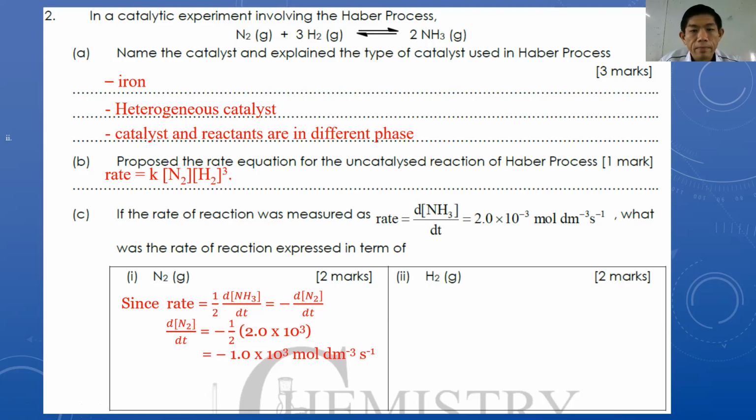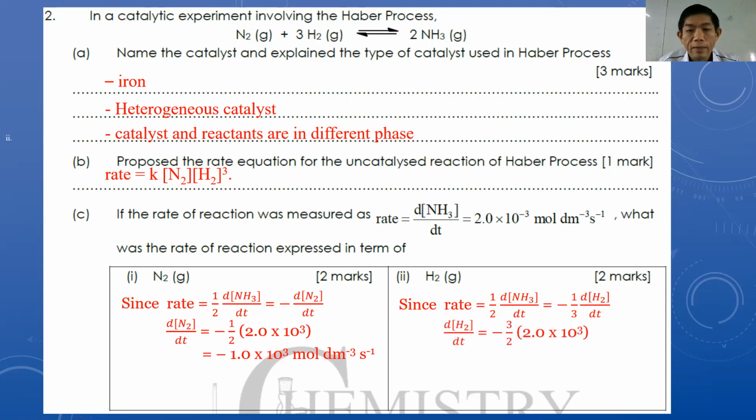So here, you get a negative rate, as I mentioned just now, because concentration of the reactant decreases with time. Then for number 2, hydrogen, you express in the same manner. So rate is equals to 1/2 d[NH3]/dt equals to negative 1/3 d[H2]/dt. So d[H2]/dt is equals to negative 3/2 times 2.0 times 10 power negative 3. You get negative 3.0 times 10 power of 3 mole per decimeter cube per second.